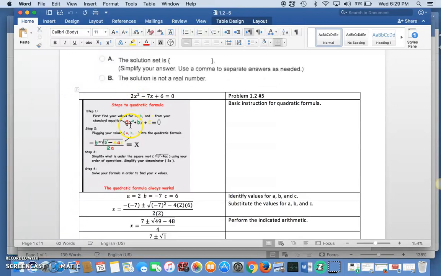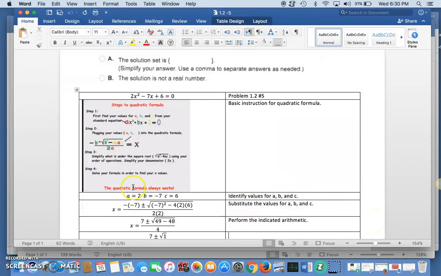A is the coefficient of the x squared term, B is the coefficient of the x term, and C is your constant. This is the actual quadratic formula. X equals negative b plus or minus the square root of b squared minus 4ac, all over 2a. Over 2a, excuse me. This is what you would use to solve for x in a quadratic, and it does always work. Always works. Might not give you real solutions, but it does always work.